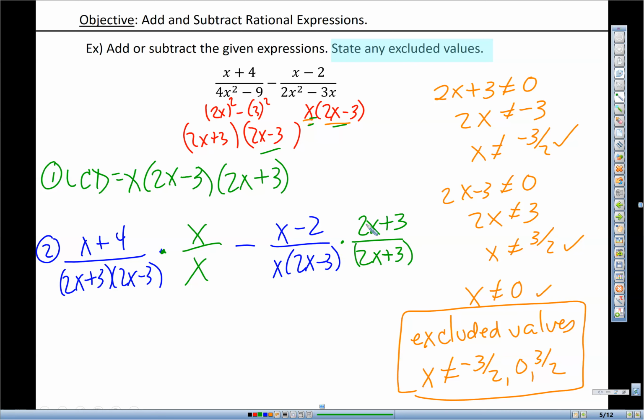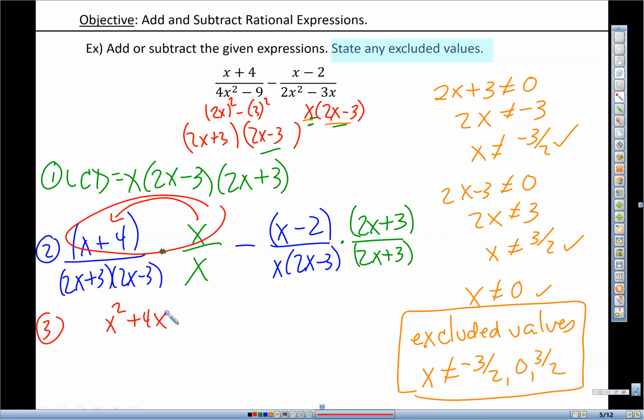With binomials, it's not a bad idea to put parentheses around them to remind yourself that you are going to have to distribute in this multiplication step, which is coming up next. So here, I'm going to distribute the x to the x plus 4. That gives me x squared plus 4x. I'm going to wait to do my denominator later. But if you want to do it now, you could do it now.